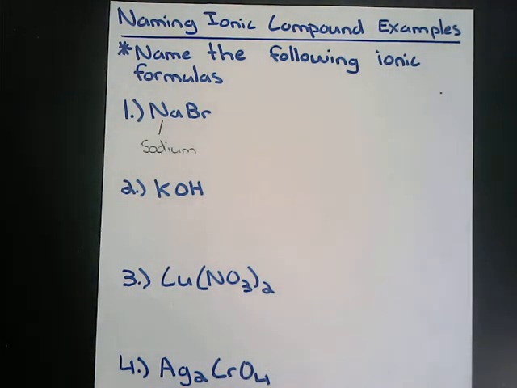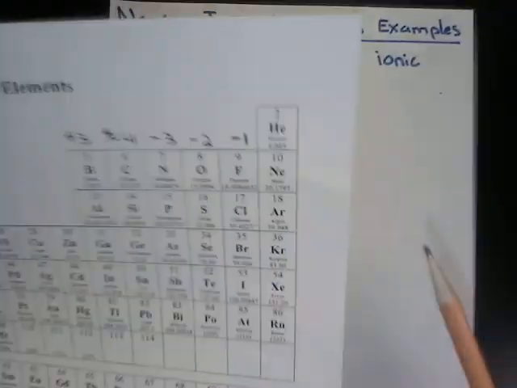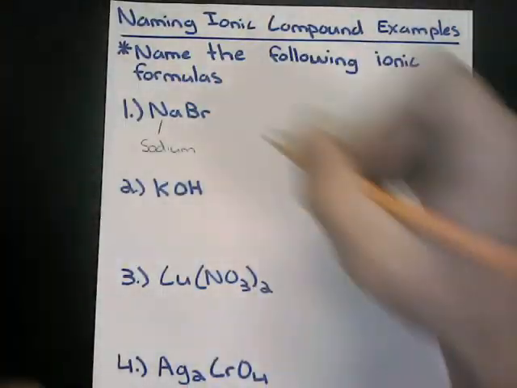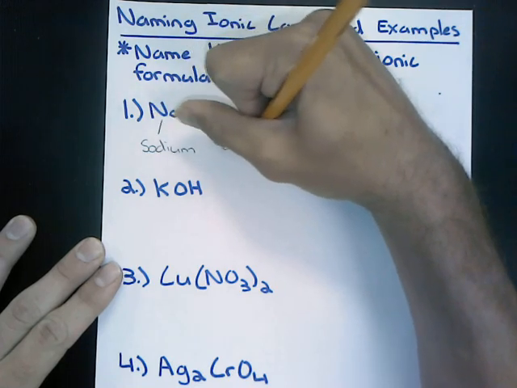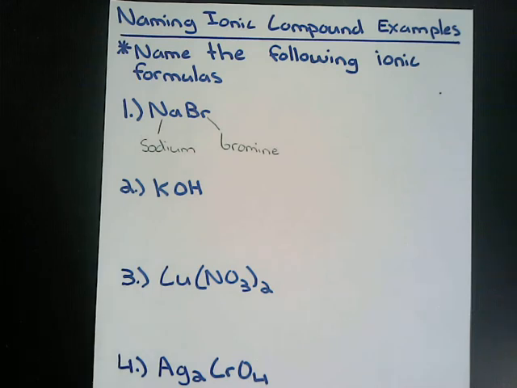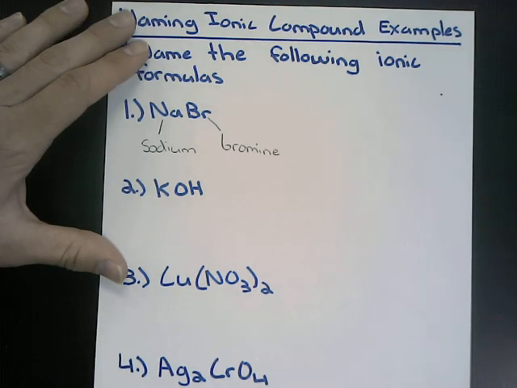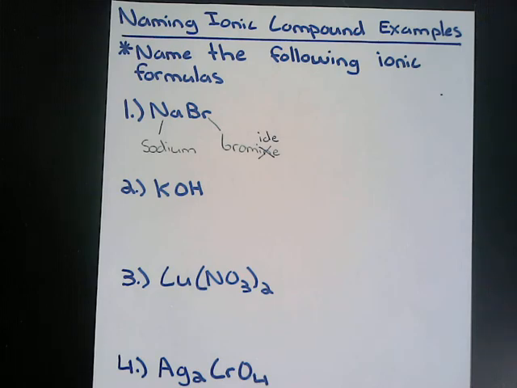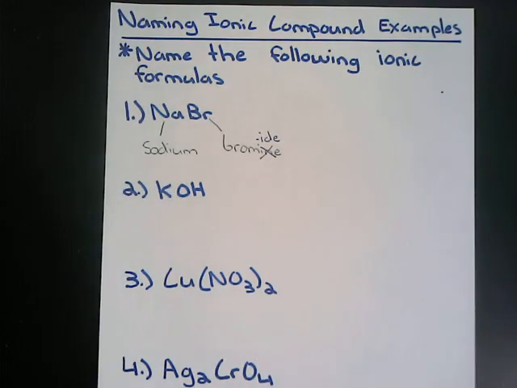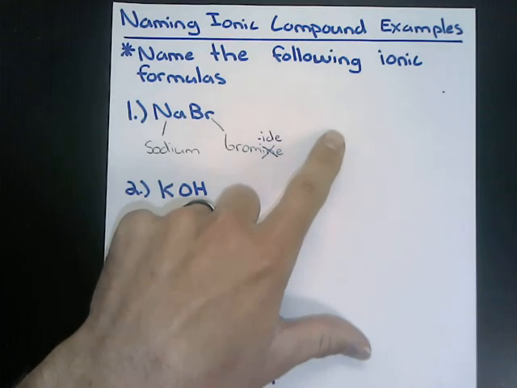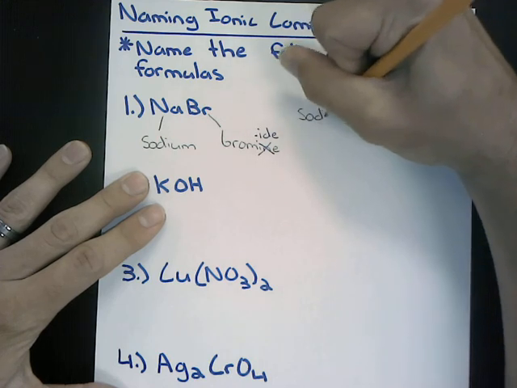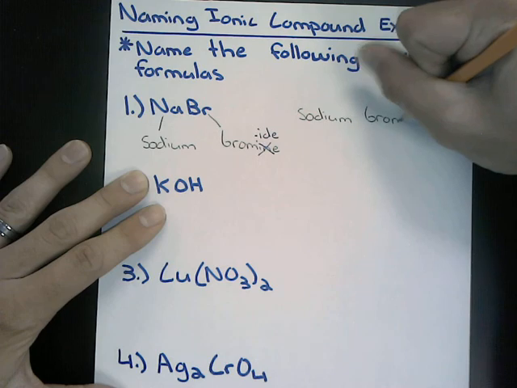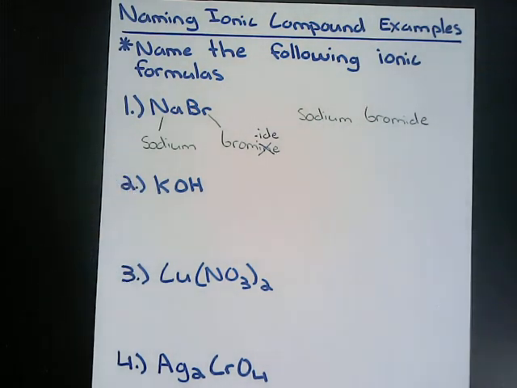The answer to that is no, so we don't have to worry about the charges. Now we have to look up Br, because that is our next element listed. Br has the name bromine. Now, bromine is the second element listed, so we have to modify the ending because it is an anion, and so we chop off the ending and we add IDE. So for NaBr, I'm going to name it out to the right here, it becomes sodium bromide. And that is the name for NaBr.